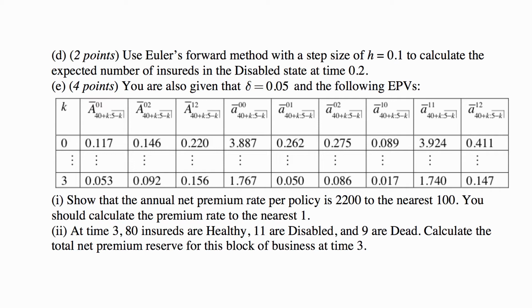Show that the annual net premium rate per policy is 2,200 to the nearest 100. You should calculate the premium rate to the nearest 1. At time 3, 80 insureds are healthy, 11 are disabled, and 9 are dead. Calculate the total net premium reserve for this block of business at time 3.